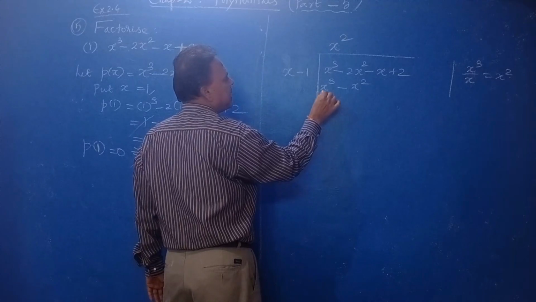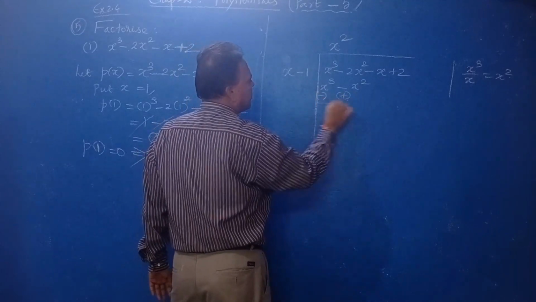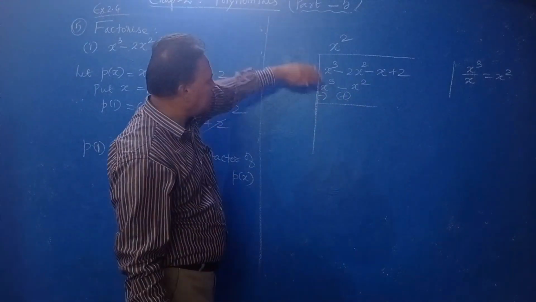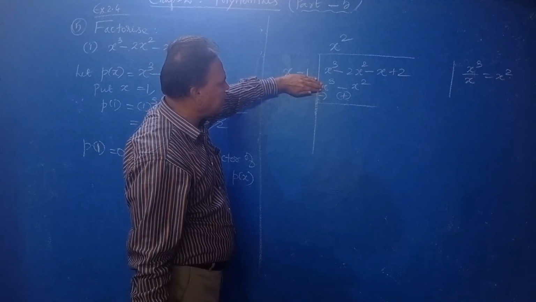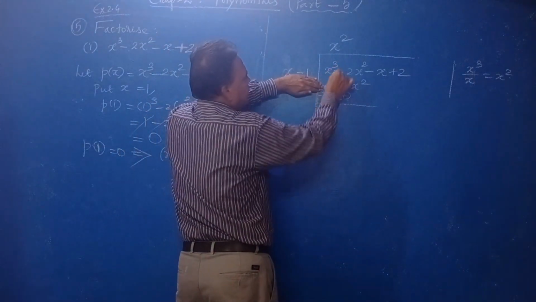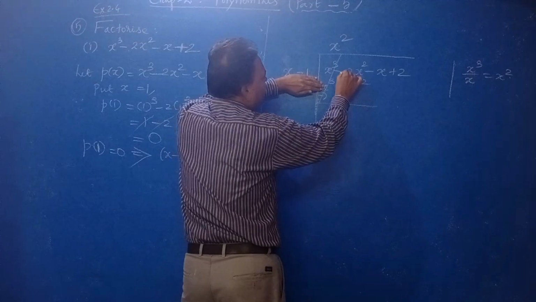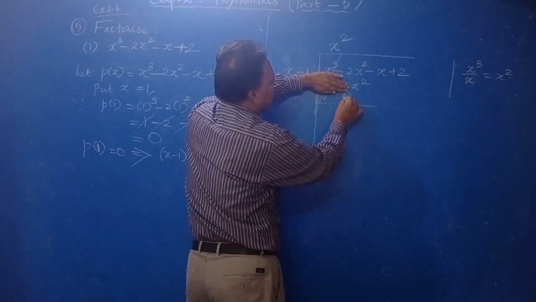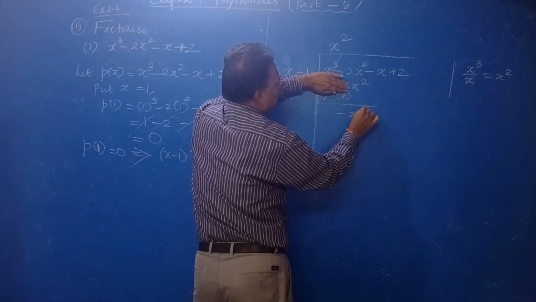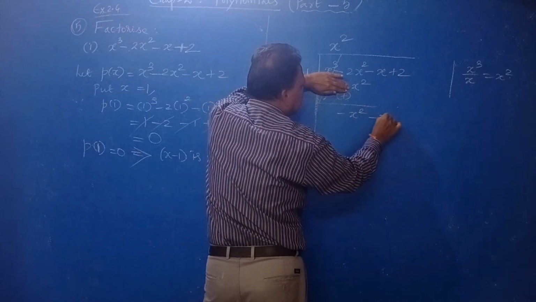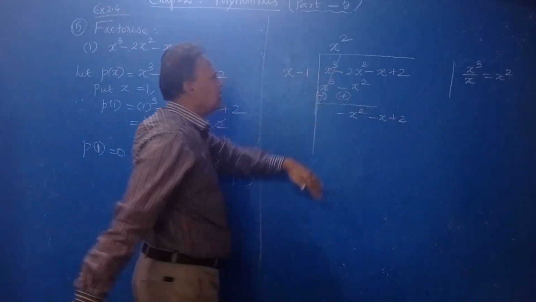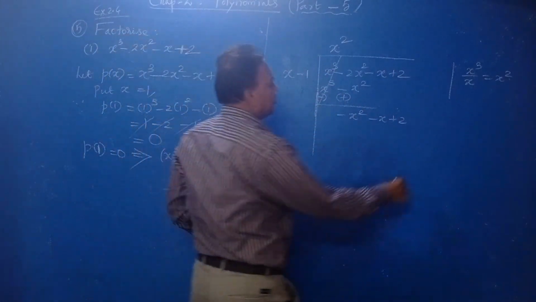Now here, subtract means change the sign. Subtract means change the sign. Here the new sign only you have to take, old sign ignore. x cube minus x cube cancelled. Now minus 2x squared plus 1x squared gives minus x squared. Then minus x plus 2, bring down here. Now again here you see.